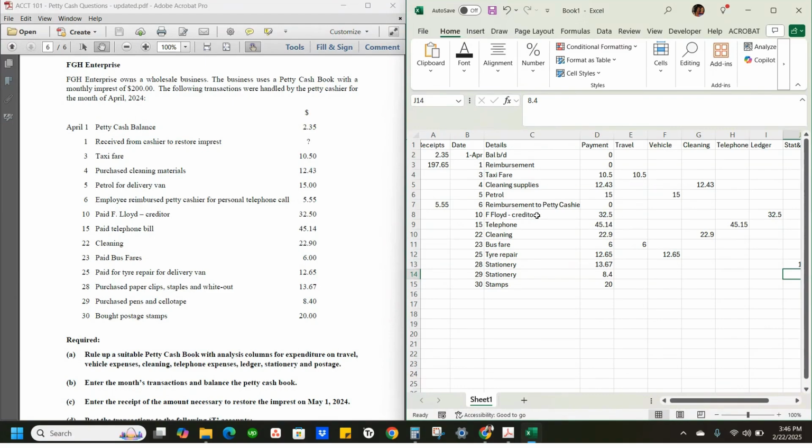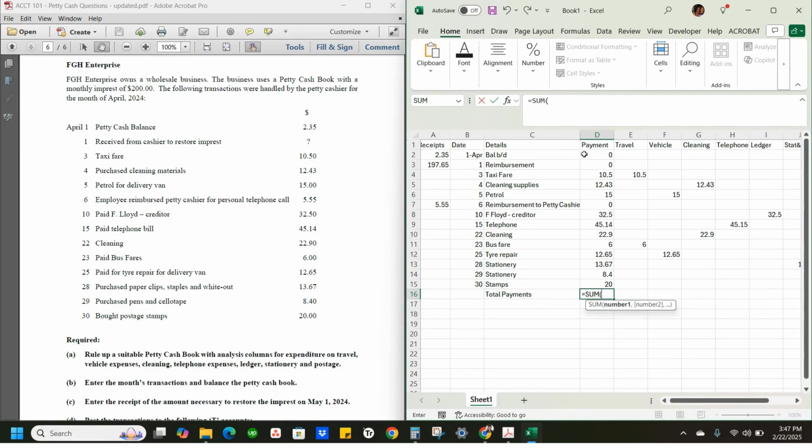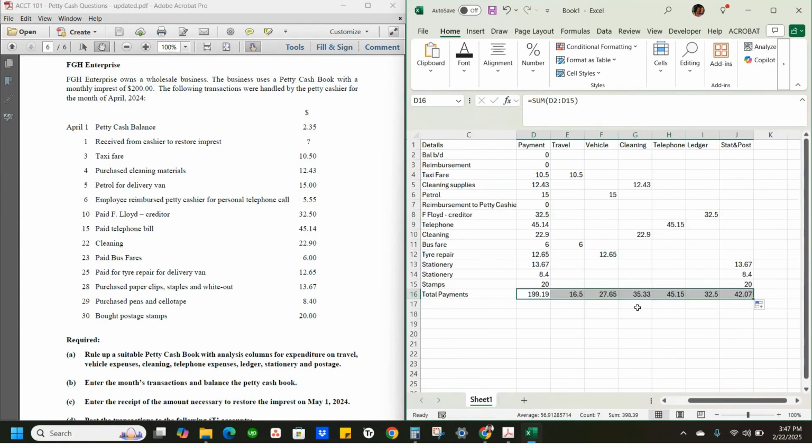So it is at this stage that we start totaling our columns to see what we have, and as it is a T account, we have to go through the process of balancing our T account. So let's start totaling. Let me just type here total payments. So we're going to total all columns to the right and the receipts column to our left. Everything there. Just copy the formula over.